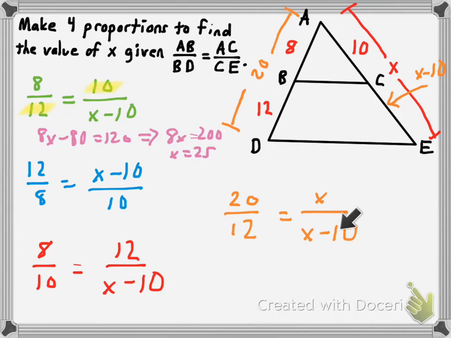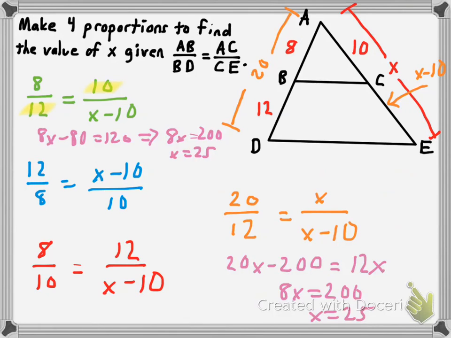If I multiply 20 times x minus 10, I would get 20x minus 200. And then I would get equals 12x when I multiply the means. And that again gives me 8x equals 200. So it again gives me x equals 25. Kind of cool whenever we're working with proportionality in geometry that there's so many ways of getting the exact same answer that are all correct. There are incorrect ways of doing it as well.